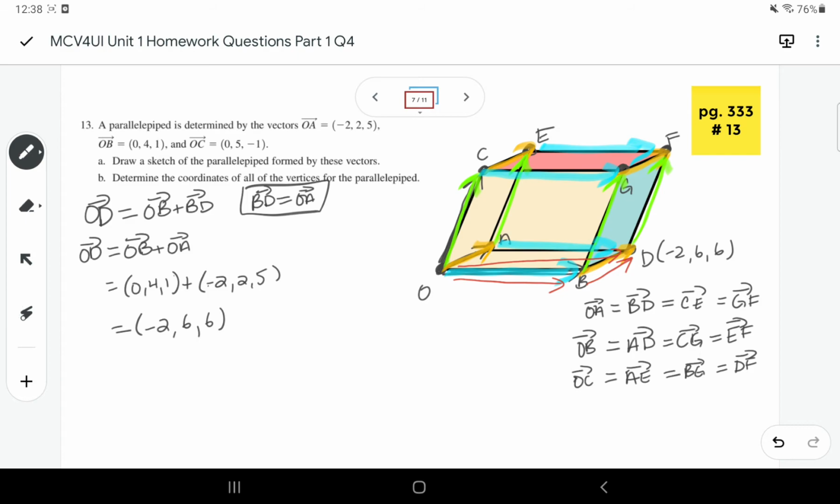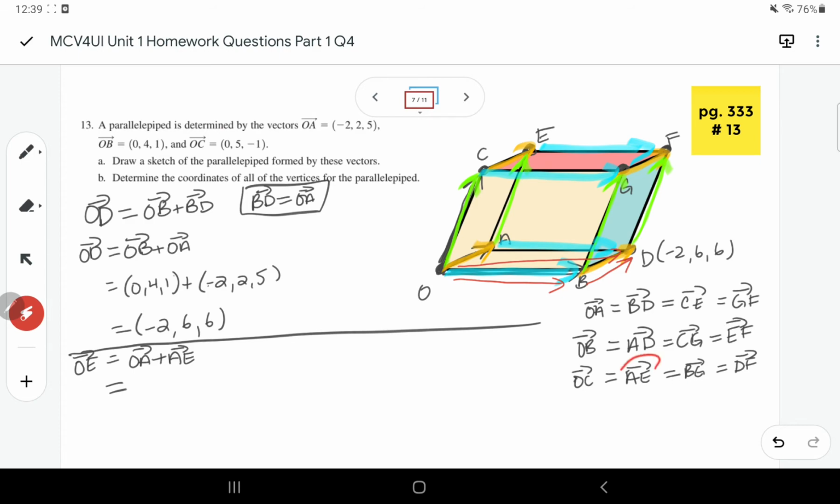So to get point E, F, and G, so OE would be OA plus AE, but then you'll have to kind of look over here and say, oh, what's AE equal to that I know? And it's equal to OC. And then you'll just add up the vectors that you know that you're given.